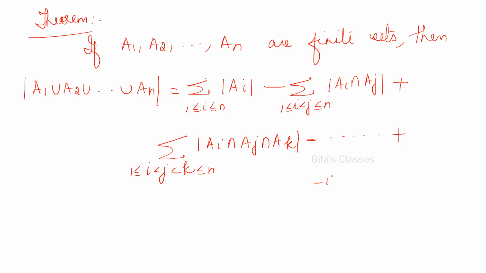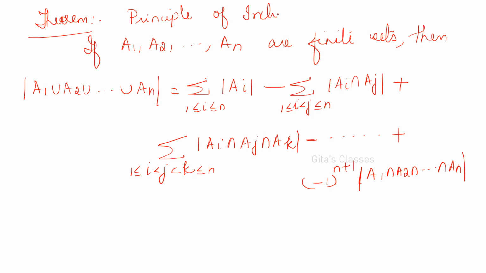The last term should be minus 1 to the power n plus 1, into the cardinality of A1 intersection A2 intersection and so on up to An. So this is the general theorem for the principle of inclusion and exclusion. If you are asked for 2 marks, you have to write this theorem only. This is the general theorem.